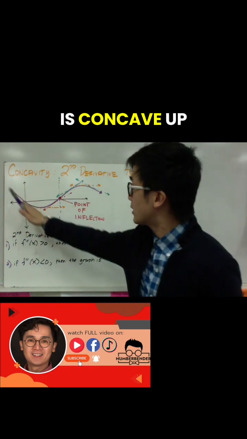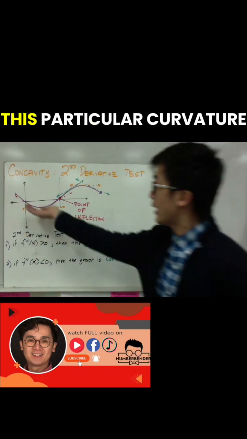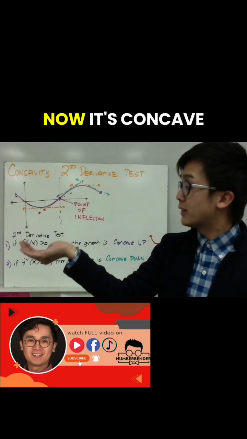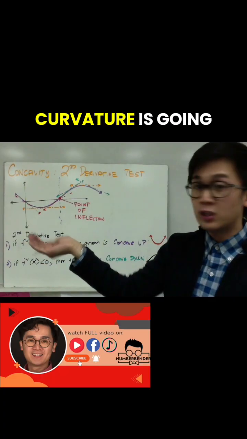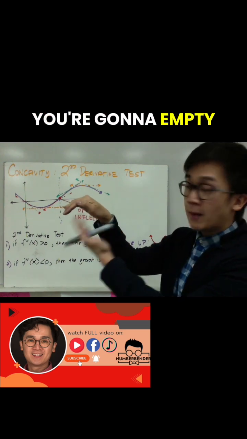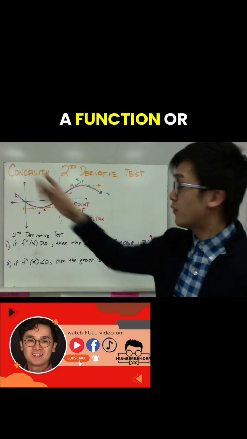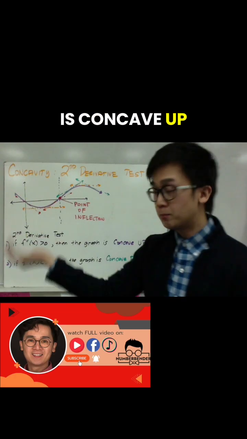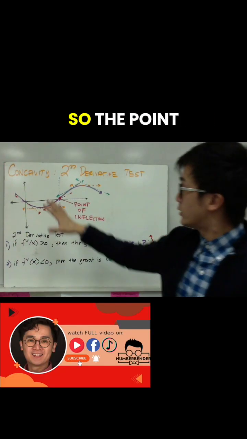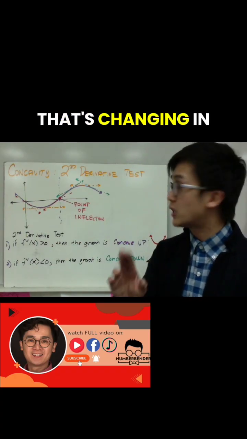This one is concave up because imagine you are trying to hold water in this particular curvature. You'll be able to hold water if it's concave up. Now it's concave down if your curvature is going down right here. The water is going to empty right here, so that's why it's concave down. So that's how I remember if a given graph is concave up, water is building, and concave down, water is emptying.